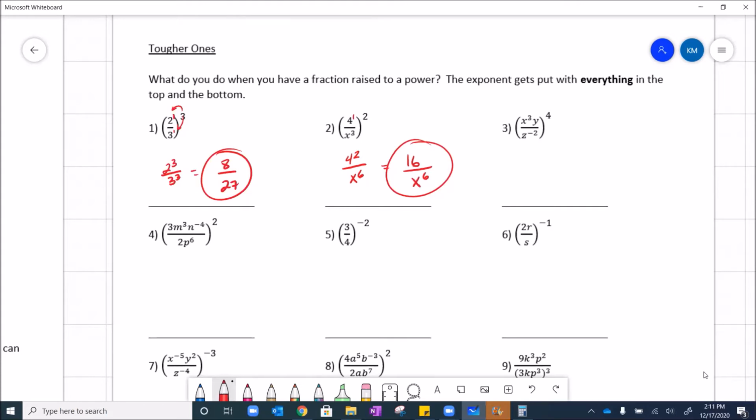For number 3, I notice inside here I have a negative exponent. I'm going to move this up before I distribute. I feel like it's going to make it easier for me. x to the 3rd, y, z to the 2nd. Now I'm going to take this forward and distribute it to each term inside. And that will give me x to the 12th power, y to the 4th power, z to the 8th power.